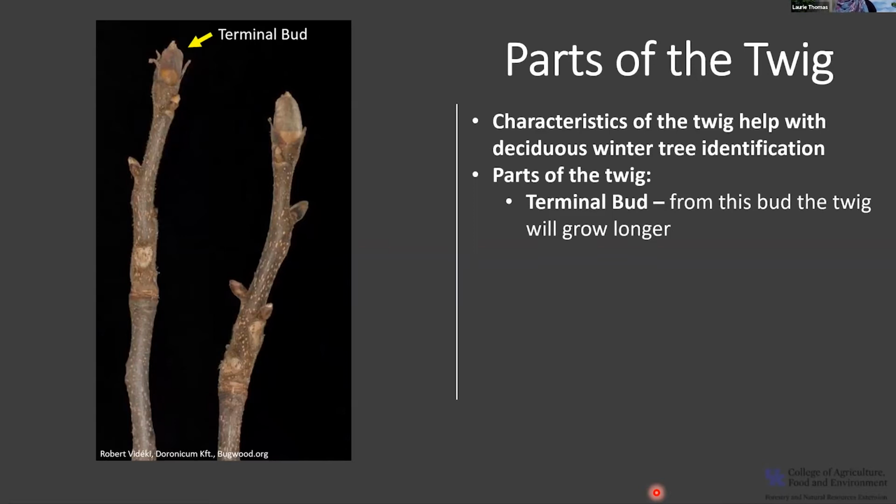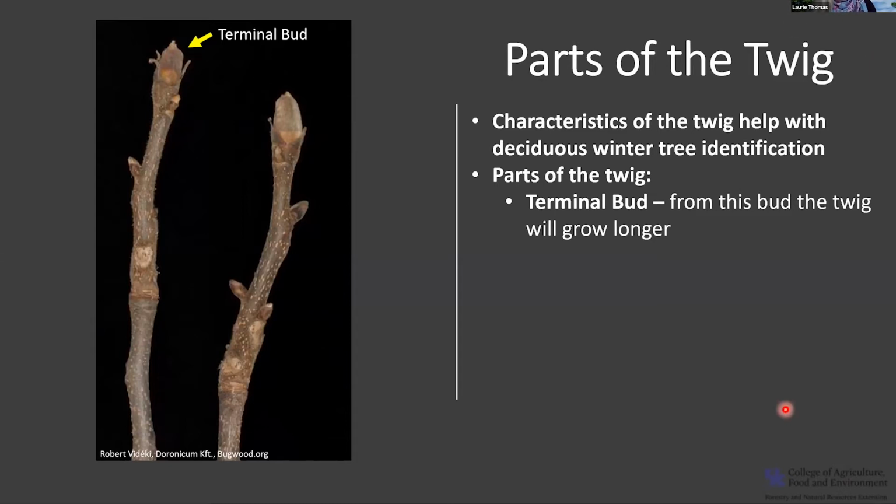Let's look at some of the parts of the bud. The first one is our terminal bud that we have highlighted up here. The terminal bud is what's going to make this twig elongate. It's got all that meristematic tissue that allows that twig to grow longer and have additional flower buds and additional leaf buds in it. So that is our terminal bud.